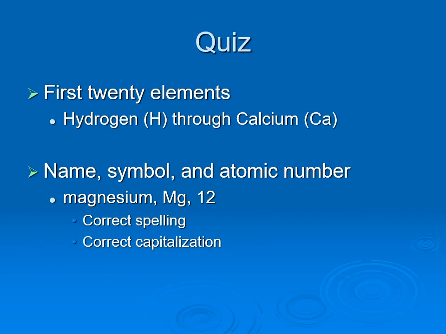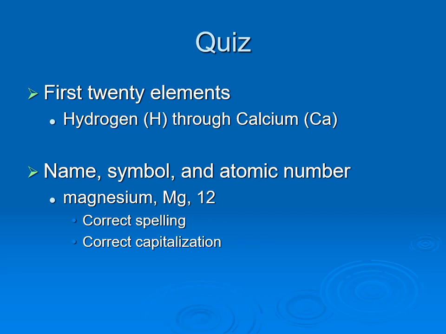Okay, this particular slide here is just to announce the first quiz that we will take, a quiz on the first 20 elements. Now the first 20 elements on the periodic table start in the upper left-hand corner with the element hydrogen, and hydrogen is number 1 on the periodic table. And this quiz will go all the way through calcium, which is element number 20, thus the first 20.